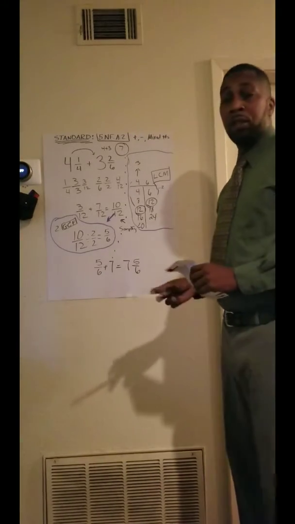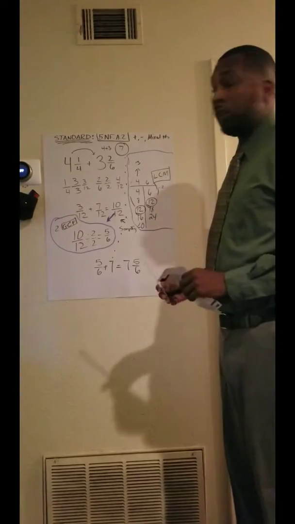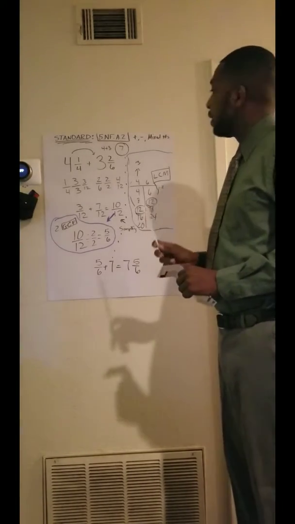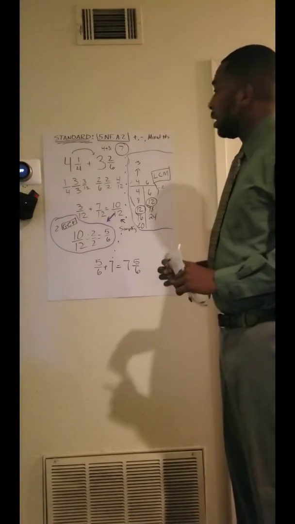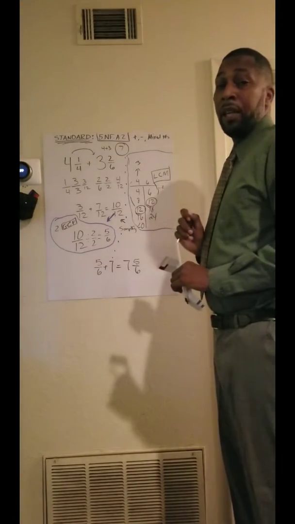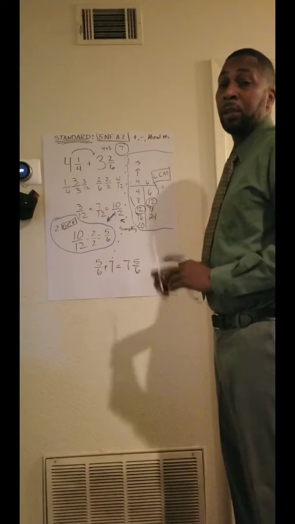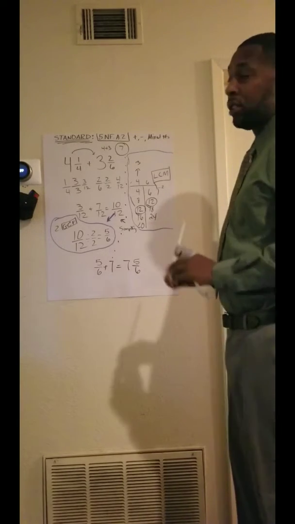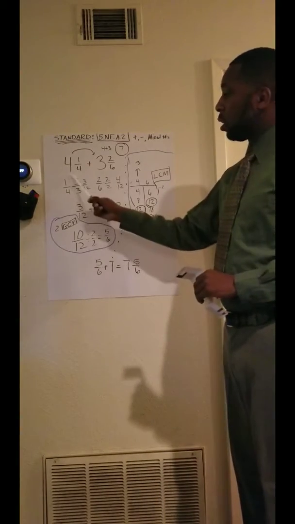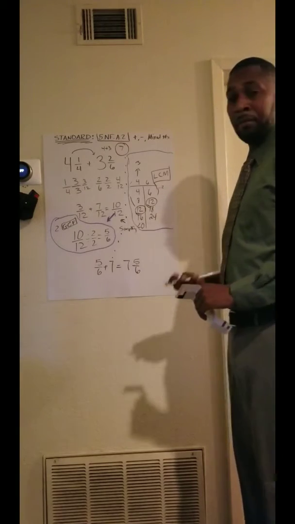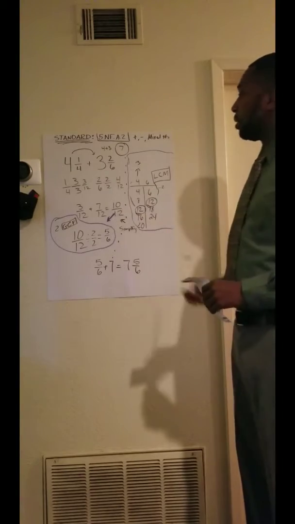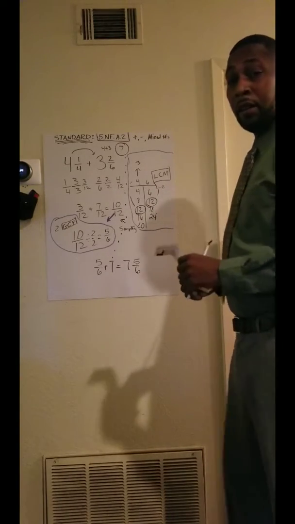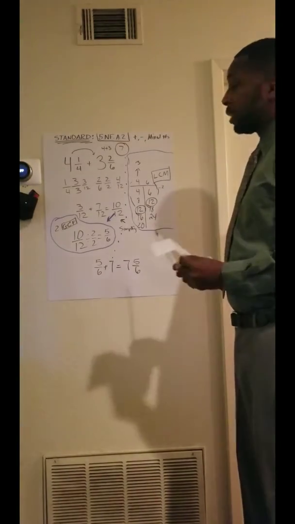The first thing we're going to do today is the standard 5.NF.A.2, where the objective is, by finding the common denominator, students will be able to add and subtract mixed numbers. A mixed number is a number that has a whole number and a fraction. So this is a mixed number. These are mixed numbers.